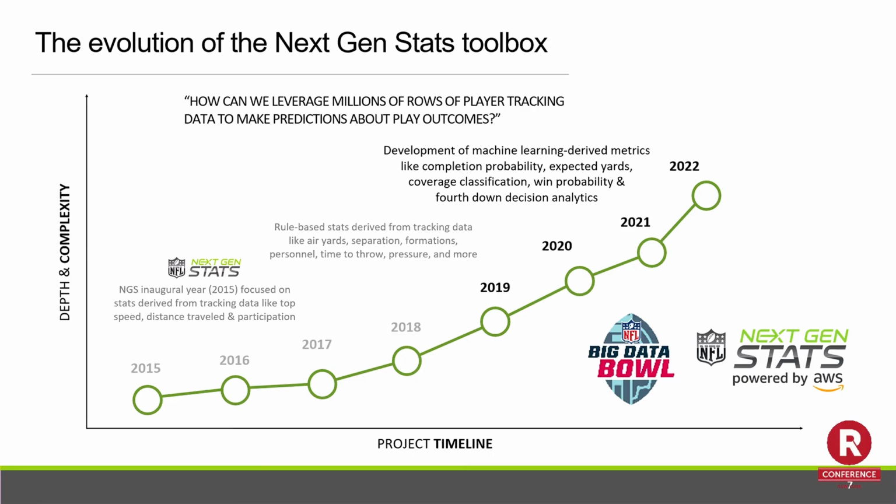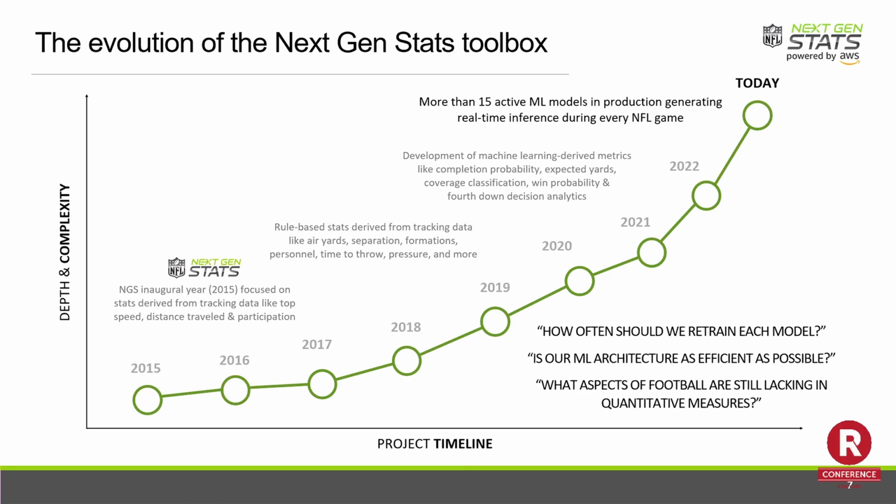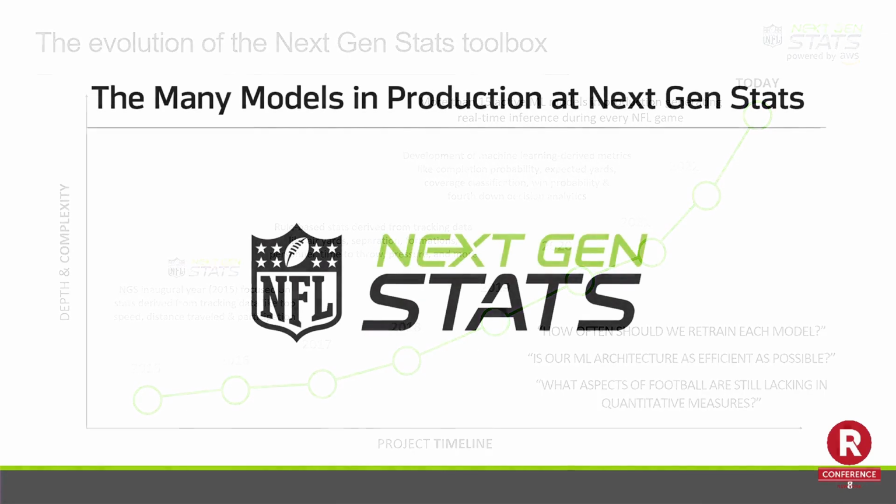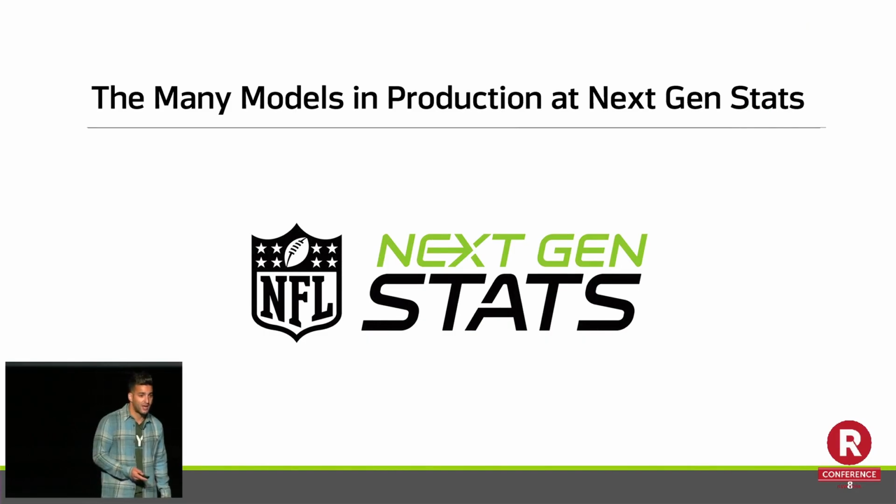And today, we have now 15 models, active models in production that we have to maintain. Now we have different questions to ask. How often do we retrain our models? Is our architecture as efficient as possible? Are the dependencies that our models are built on good enough or up to date? All of these questions mean that we're not only creating new models, we have to maintain our existing ones. And so today, I'm going to go through our list of the many models in production at Next Gen Stats.